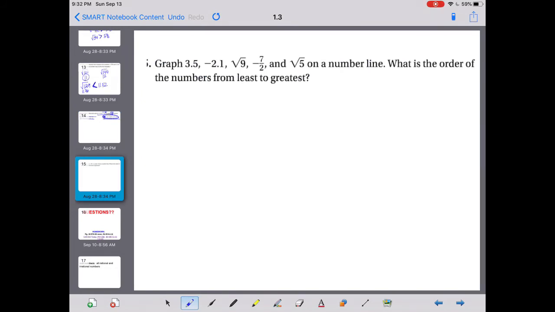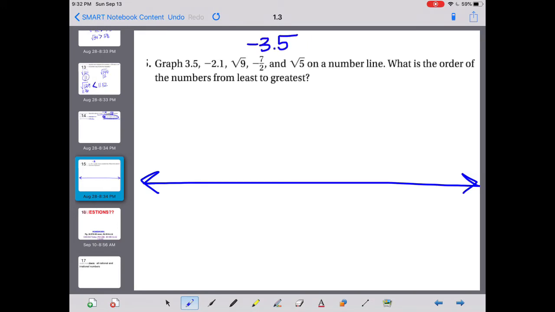Okay, they want these graphed on a number line, which will then put them in order from least to greatest for you. So one thing that you're going to have to do is draw your number line. But before we put numbers on it, we're going to have to know what we need. The smallest number that we have is negative 2.1, and 7 over 2 is actually 3.5. So we have negative 3.5. That looks like the smallest we're going to have to go.